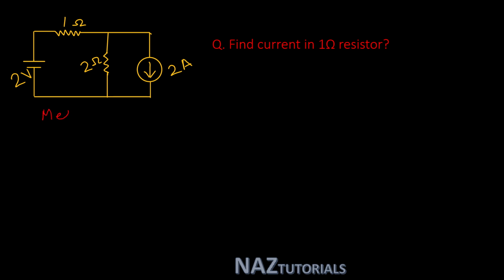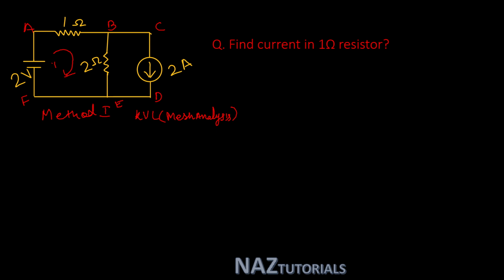This is our method 1, that is mesh analysis, or you can say KVL. By using KVL, or you can say by using mesh analysis, you have to mark the points in the circuit, that is A, B, C, D, E and F. Then assume the mesh currents.